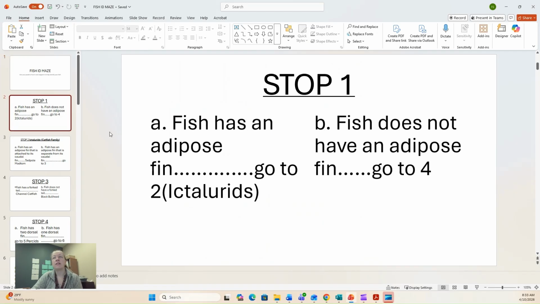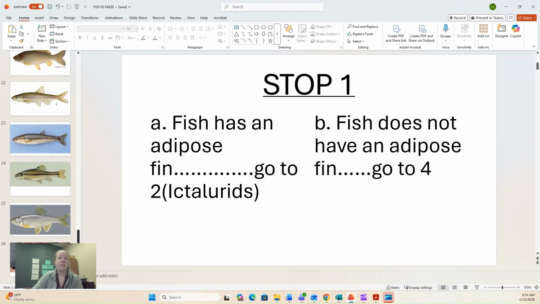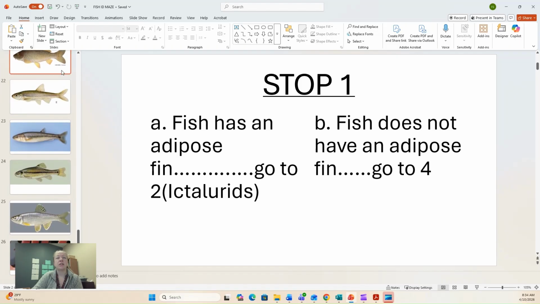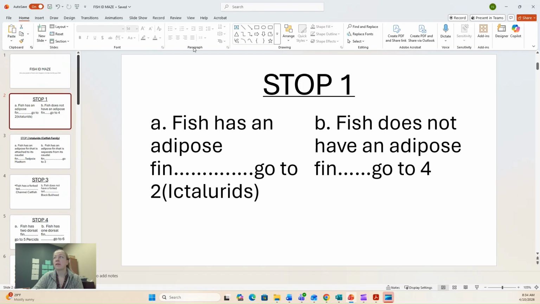If I were to set this up for students, students would first take a look at each stop. So they'd start at stop one, and then they would decide, does the fish have an adipose fin or does the fish not have an adipose fin? And then they would move to the correct station depending on the characteristics of that fish. Towards the end here, I have pictures and labels of the fish that we used this week.